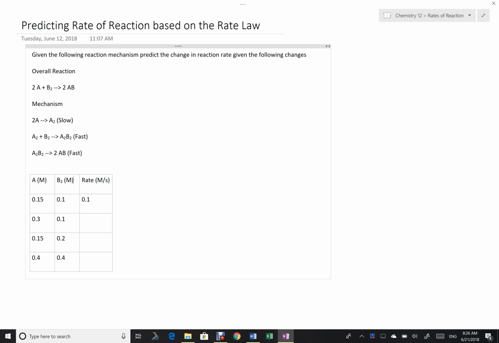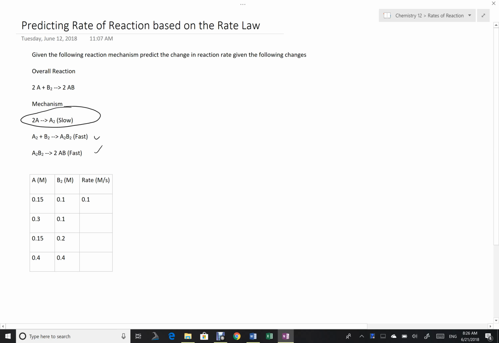We have 2A plus B2 going to 2AB, and the rate limiting step, or the slow step, is going to be 2A becomes A2. So this is really the only step we're interested in. These are fast. What we assume is they go so fast that they don't affect how long the reaction takes. So we're focused on that guy.